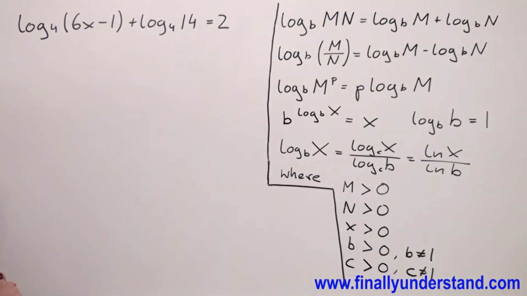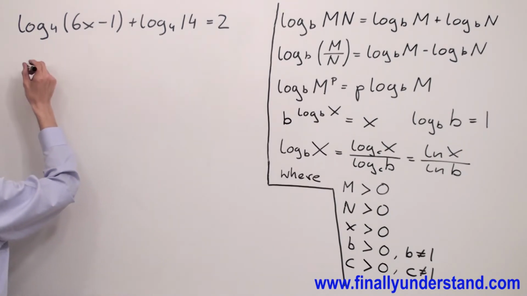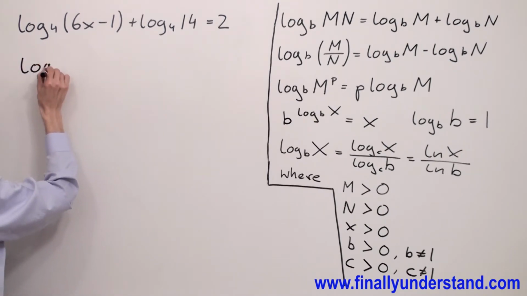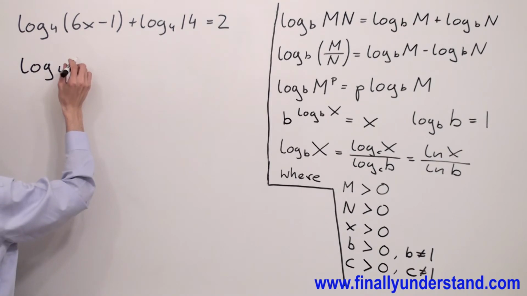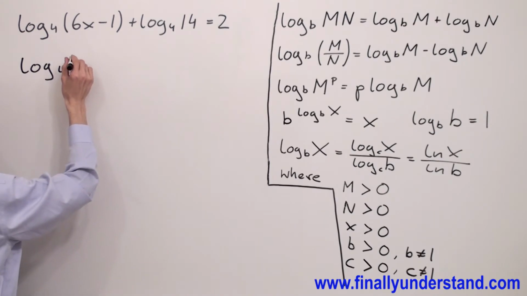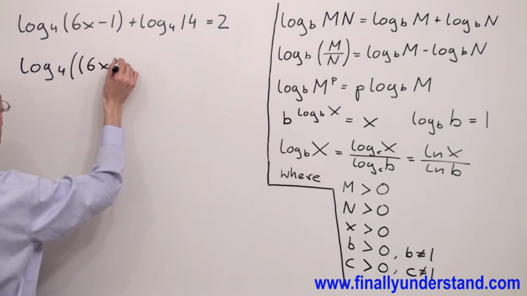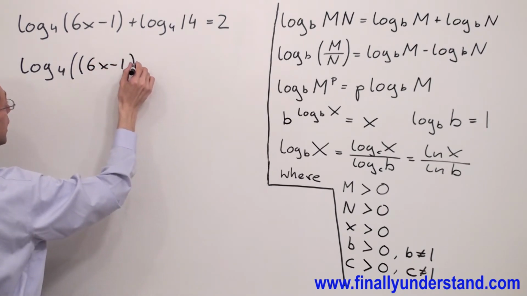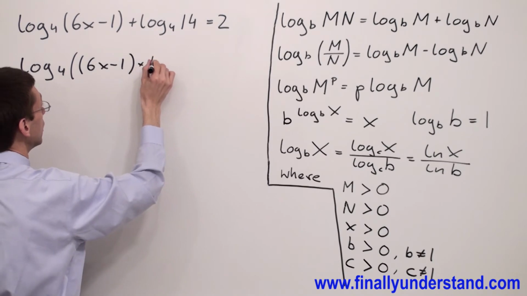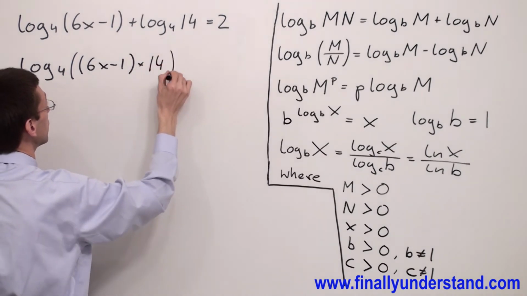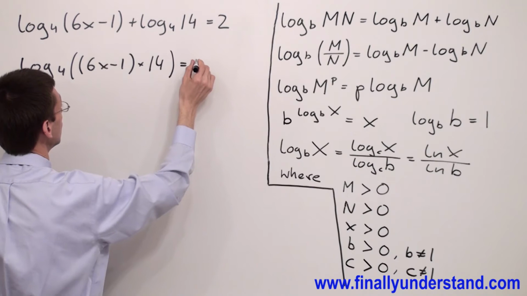That's why I'm going to rewrite the left side as logarithm base 4, and inside of the parentheses I'm going to have 6x minus 1 times 14 equals 2.